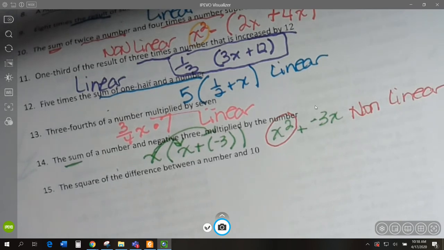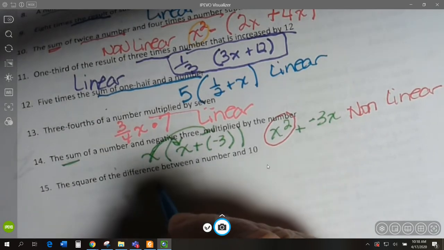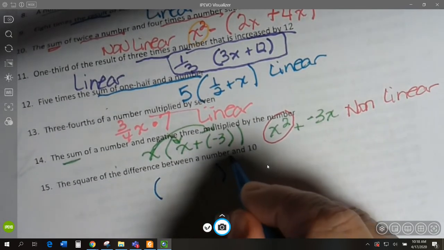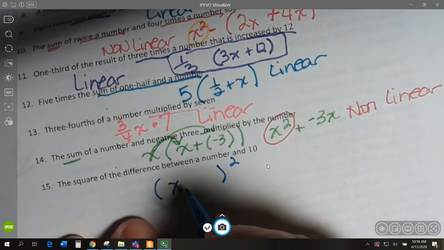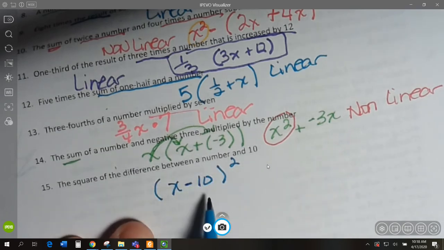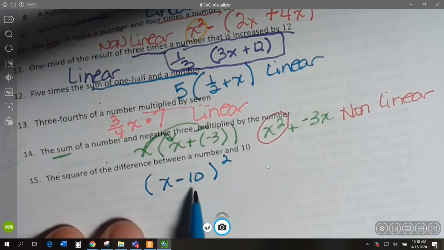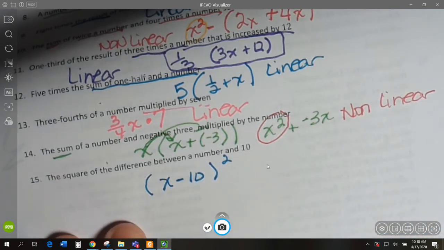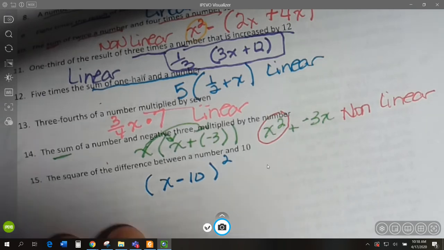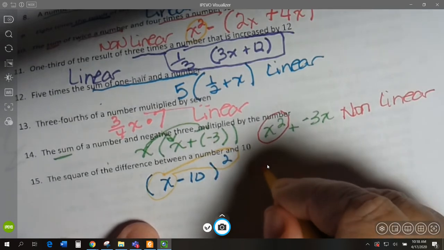Okay. Our last one, the square of the difference. So we're going to have a difference, and we're going to square it. It's the difference between a number and 10. A number, we're going to call x, and 10. To find the difference, we subtract. So the square of the difference between a number and 10. And this, once again, has a variable raised to the second power. This is nonlinear.